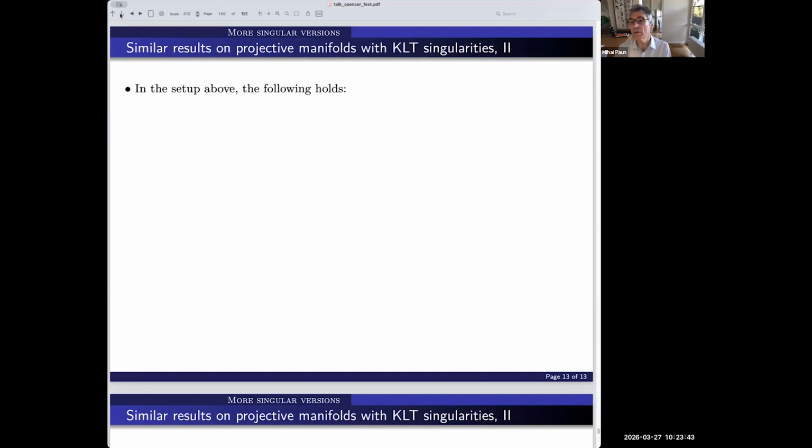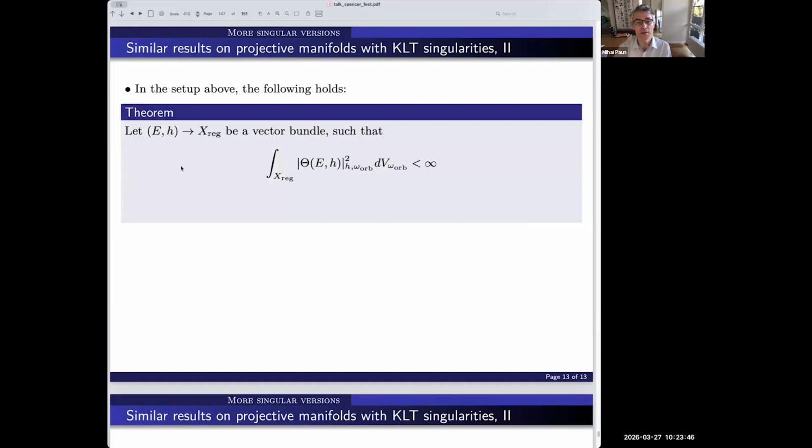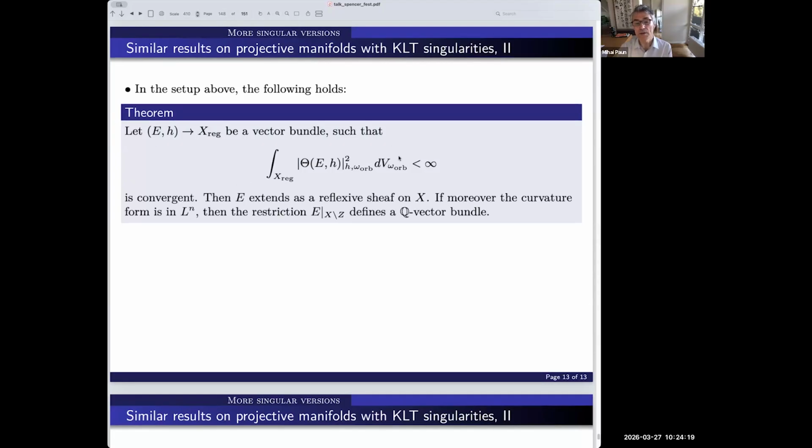And a last thing I would like to mention is the following: let's take a vector bundle on the regular part of such a space with log terminal singularities, and assume that on the regular part the L2 norm of the curvature is finite. But the important thing is that we measure it with respect to this orbifold metric, not with respect to the smooth metric, the one coming from the ambient space locally. And if this is convergent, then this E extends as a reflexive sheaf on the whole space.